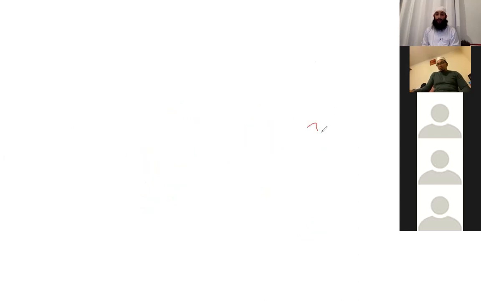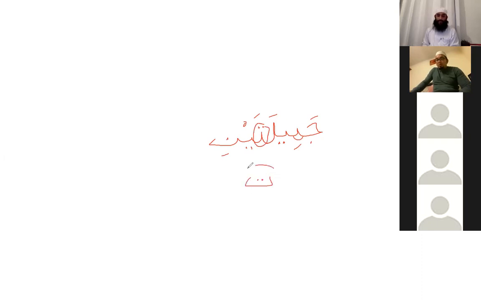So look at this. The ta marbuta there becomes a proper ta because it's in the middle. It would be one of these tas. Yes, it would be this ta basically. Similar to Jamilatayn as well.